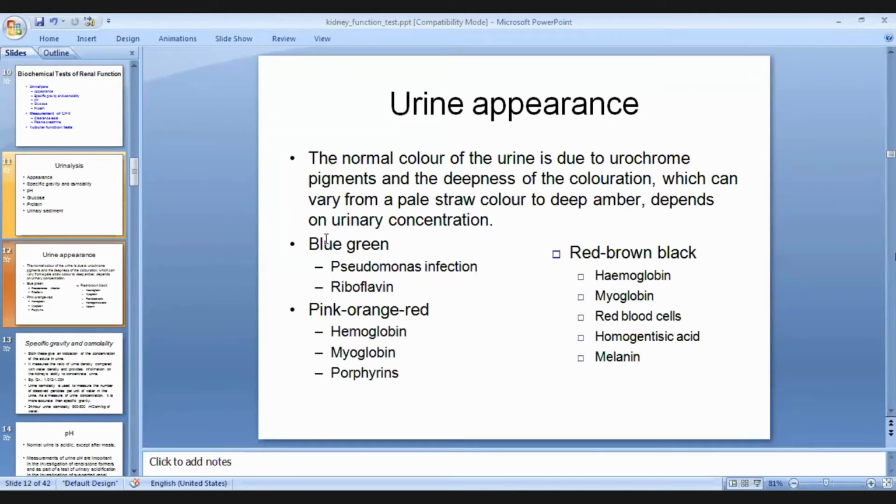Blue-green color may be seen in Pseudomonas infection or if the person is taking riboflavin vitamins. Pink to orange-red may be seen due to the presence of hemoglobin, myoglobin, porphyrin. Red-brown: hemoglobin, myoglobin, red blood cells, homogentisic acid, melanin. Under these conditions the urine appearance may change. This may also give a clue that certain abnormalities or pathogenic conditions are associated with kidney function. So under urine analysis, we just see the appearance, whether the color has changed or not.